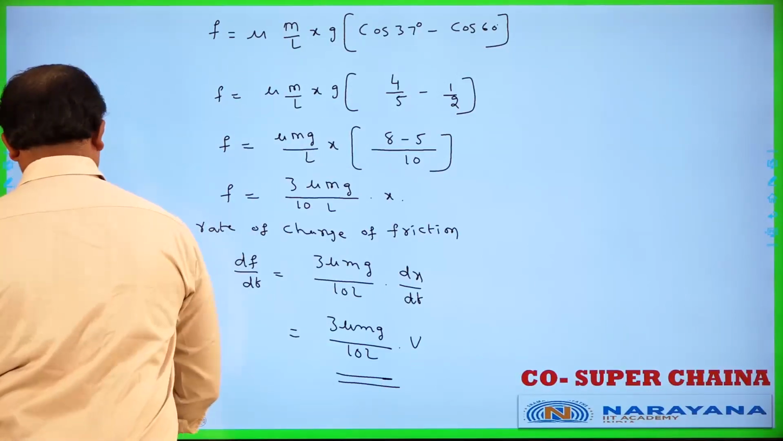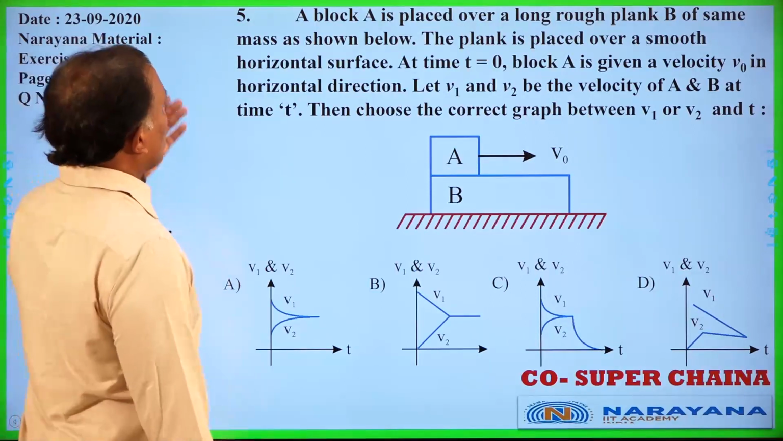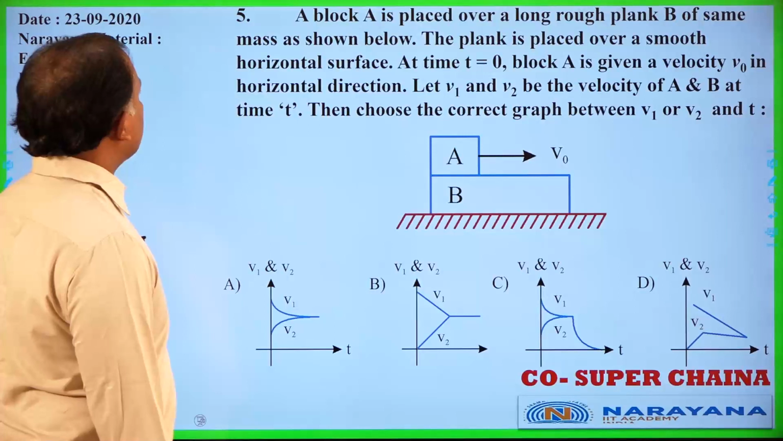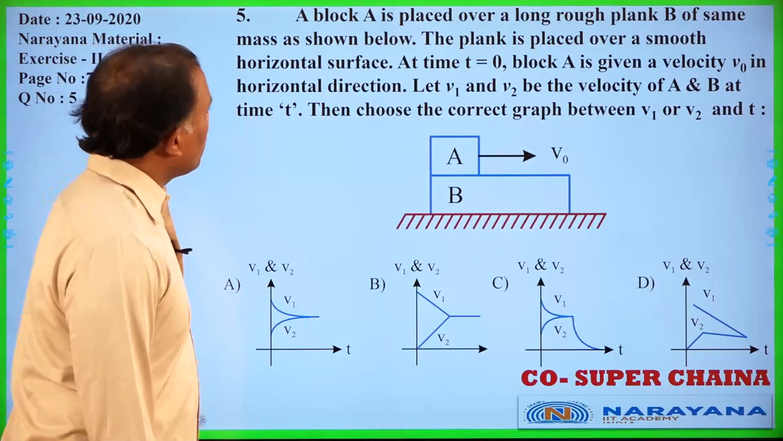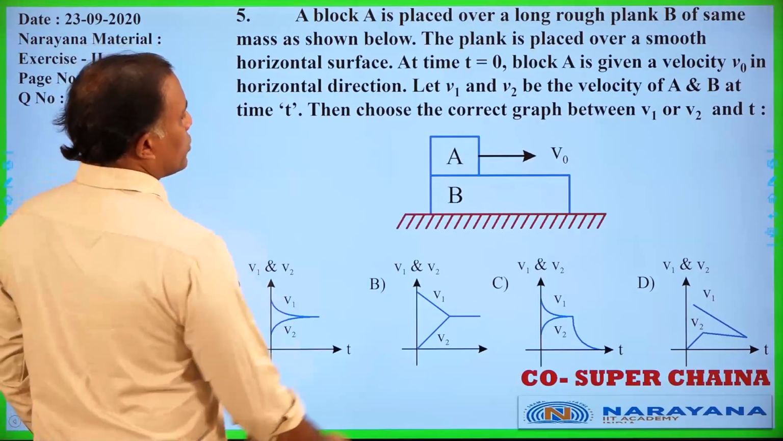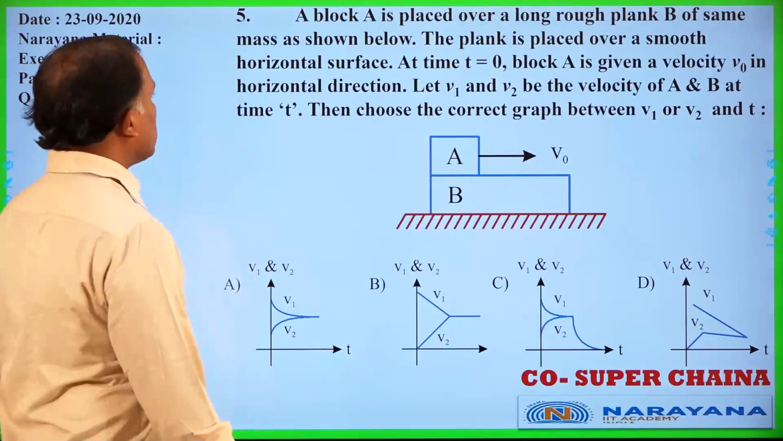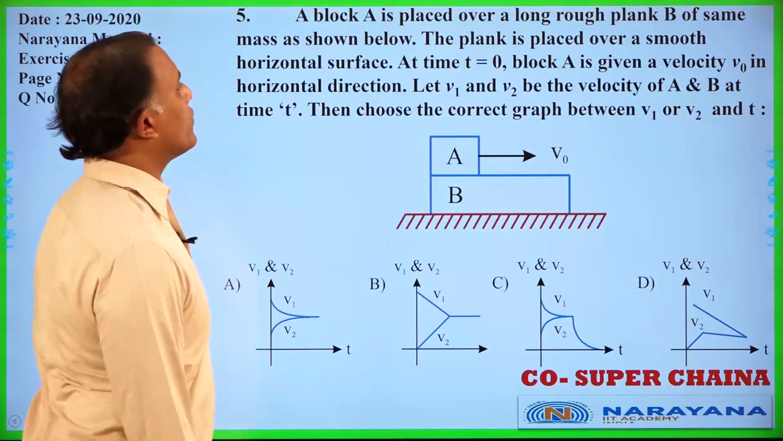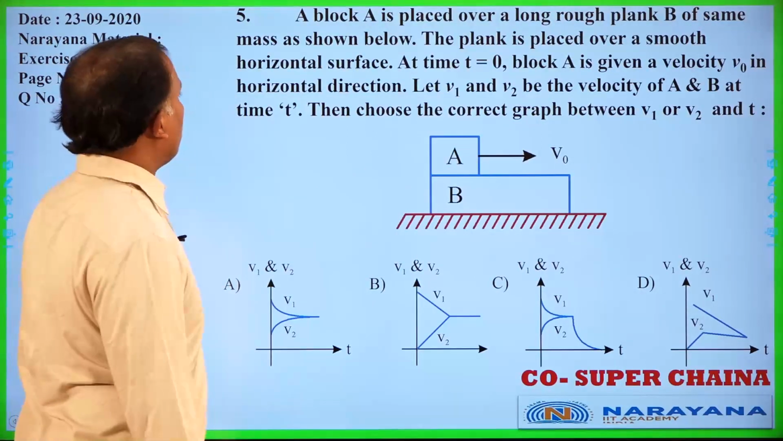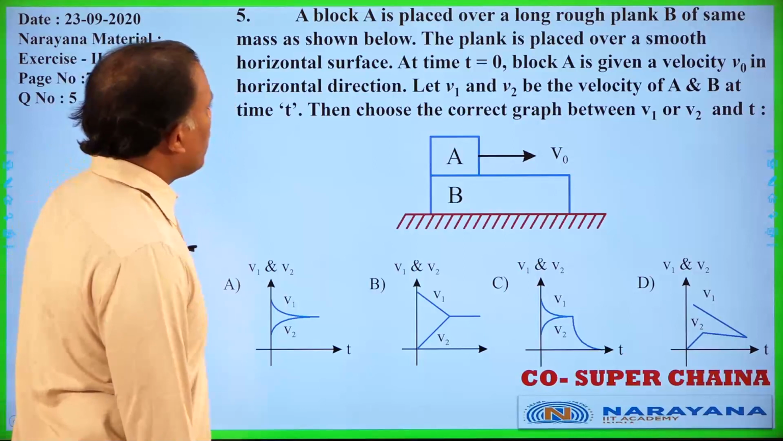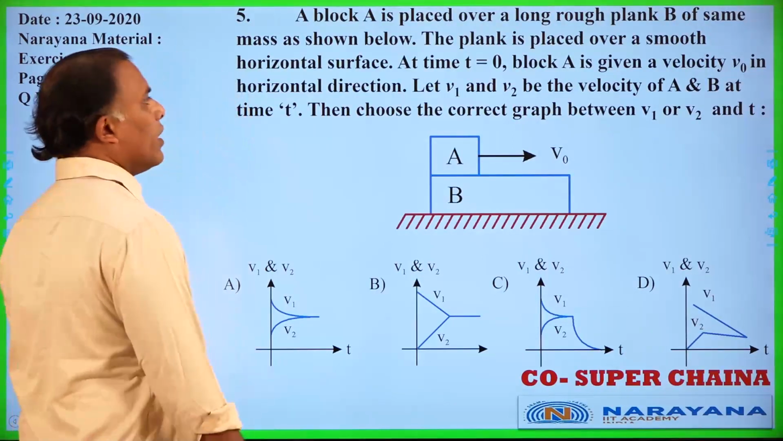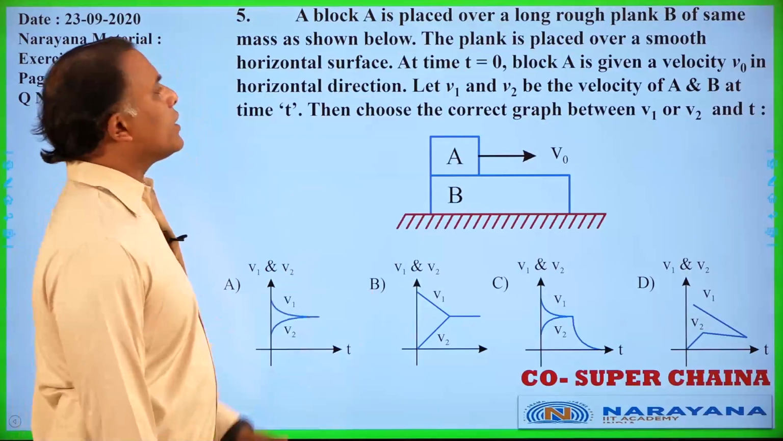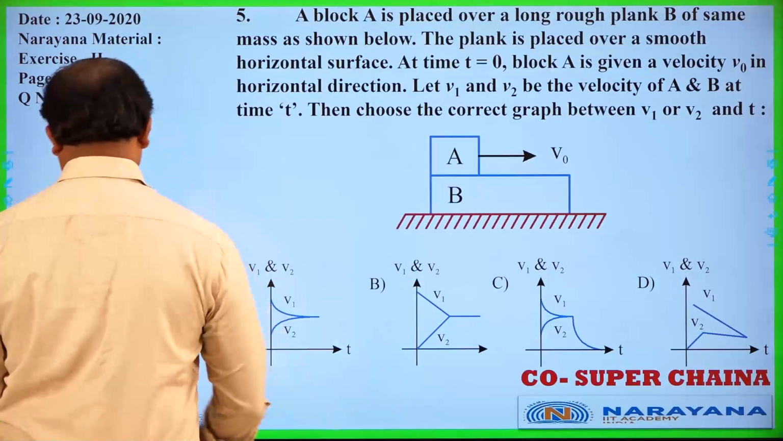As next question, let us see. A block A is placed over a long rough plank B of same mass as shown below. The plank is placed over a smooth horizontal surface. At time t equal to 0, initially, this is the smooth surface, here it is the rough surface. Block A is given a velocity v0 in the horizontal direction, and let v1 and v2 be the velocities of the bodies A and B at time t. Then choose the correct graph from the given information.